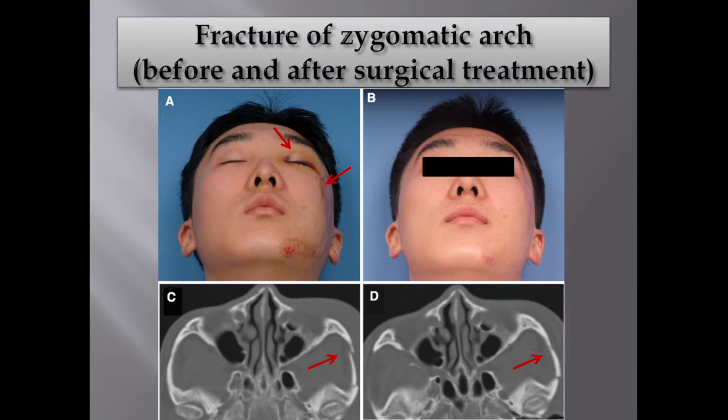Here it's a patient with a zygomatic arch fracture, and you can see deviation of the zygomatic bone and arch area, and we can see ecchymosis, and on CT we can see lines of the fracture.